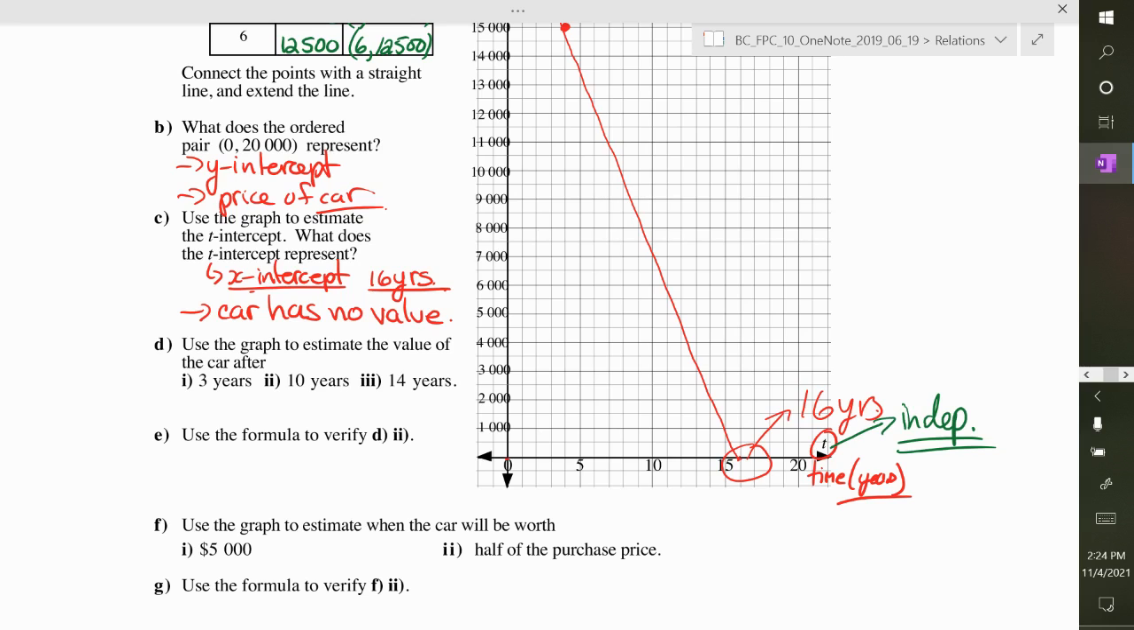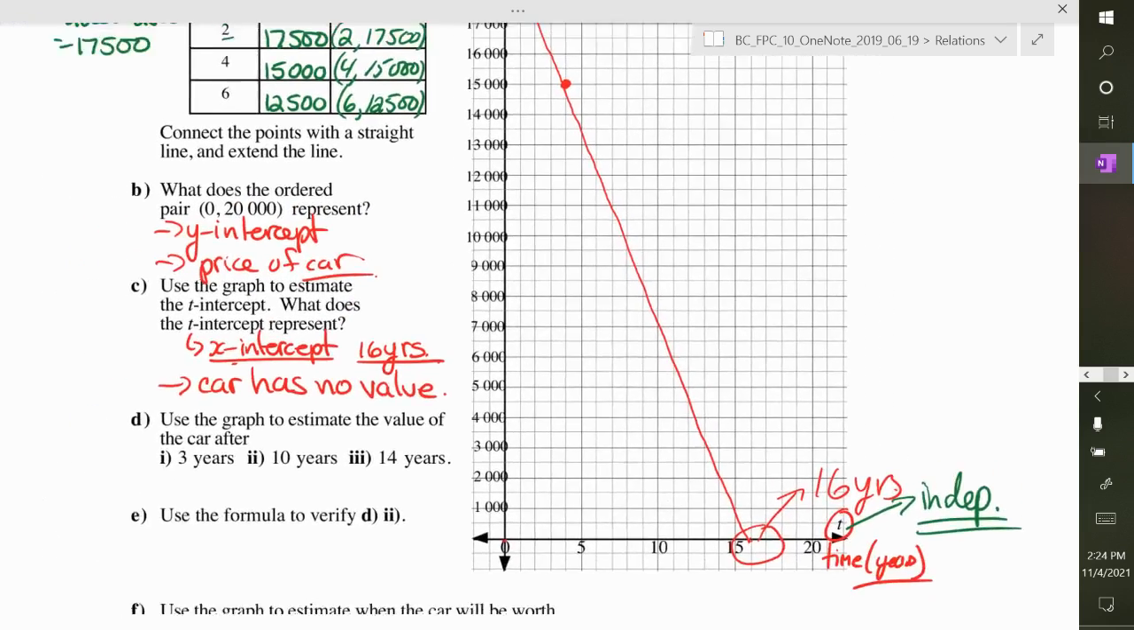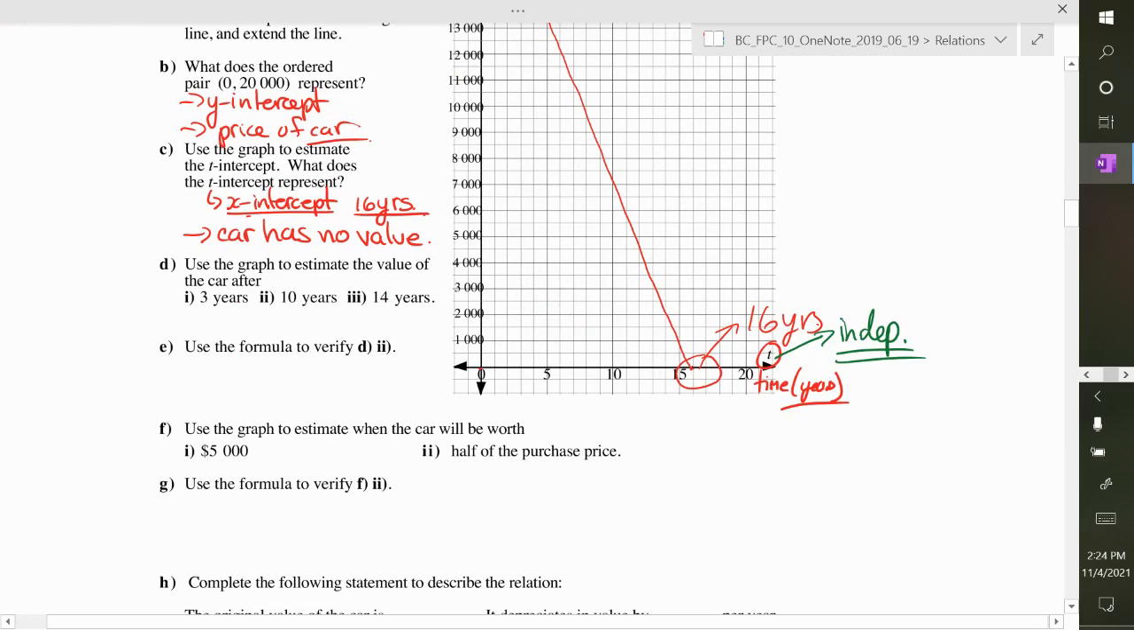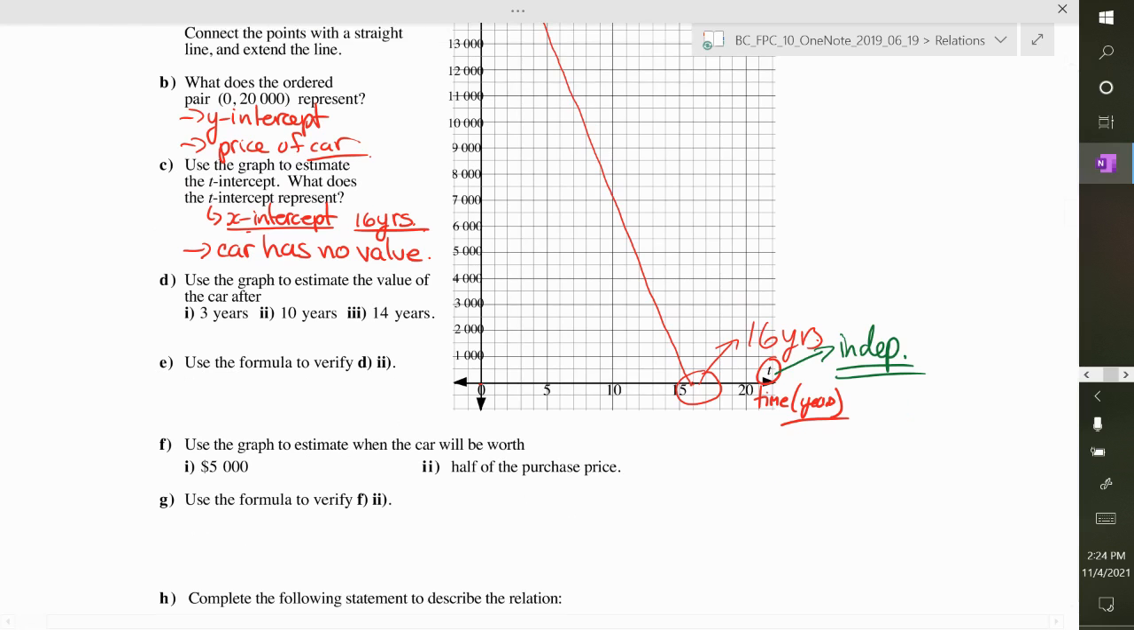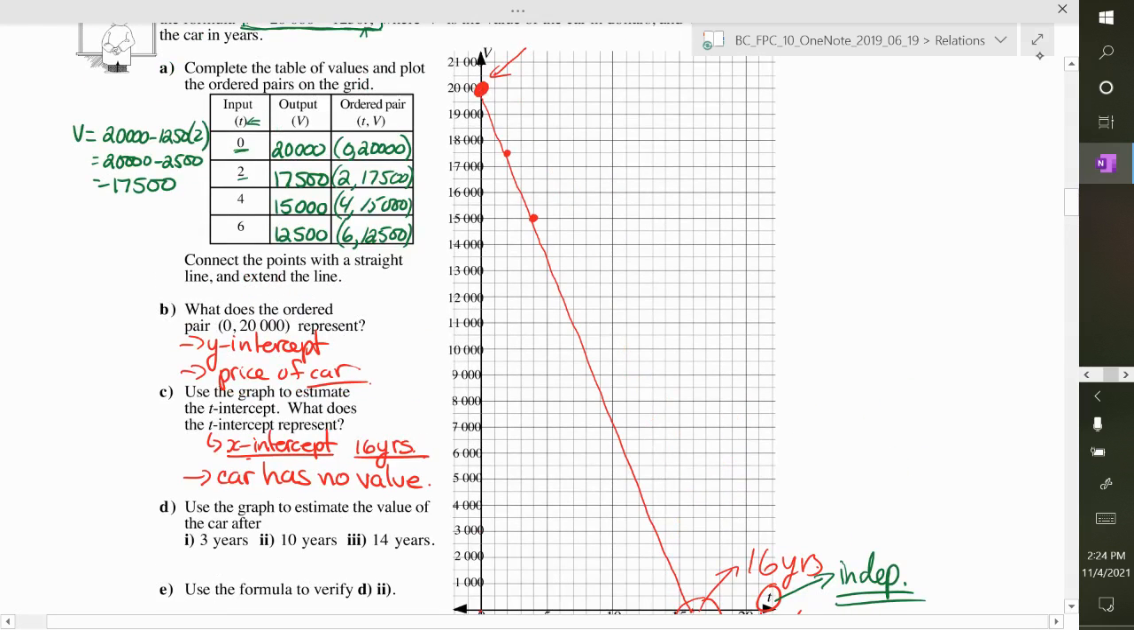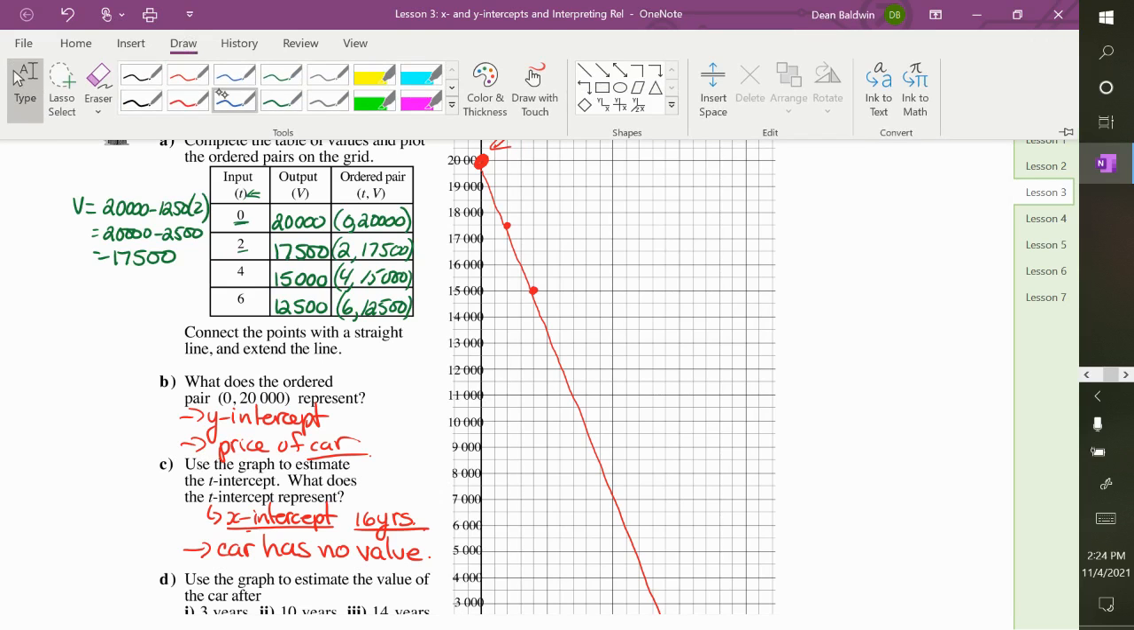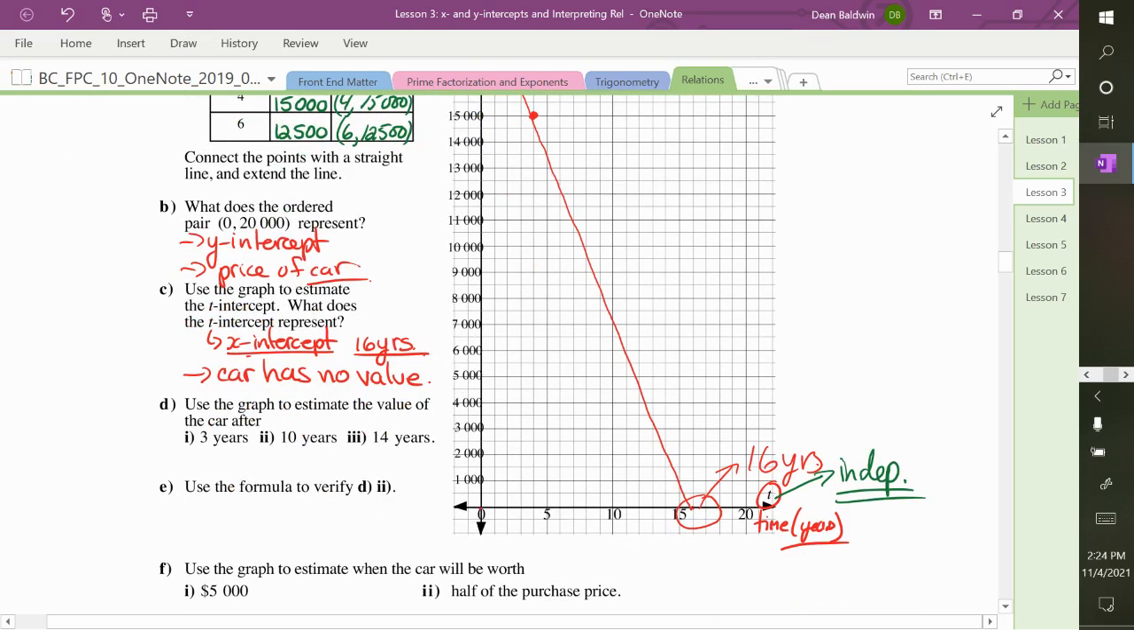Use the graph to estimate the value of the car after 3 years. If I want to know the price of the car after 3 years, not using the equation, I'm going to find 3 on my graph. Find 3, which is right there. Oh, that's 2. I can count. So we find 3. That's 3 years, that blue dot.